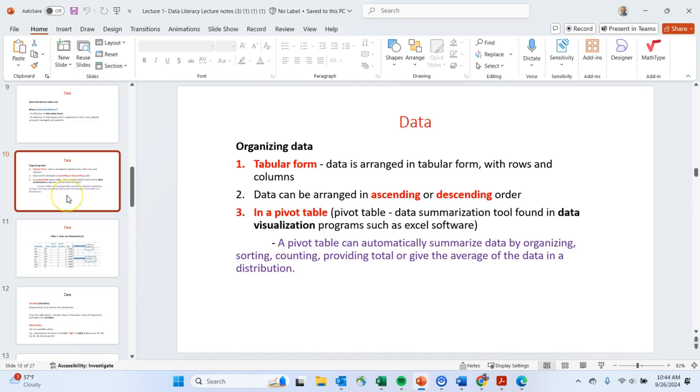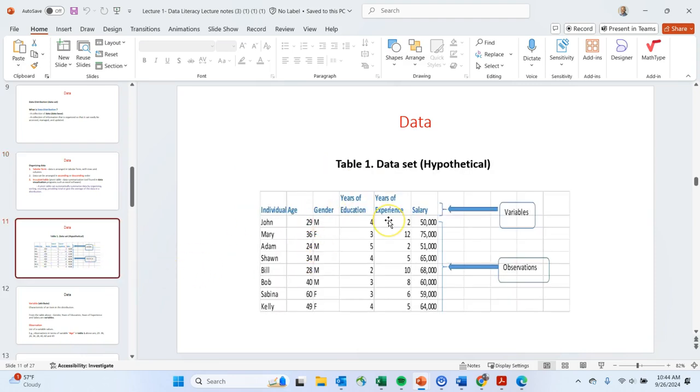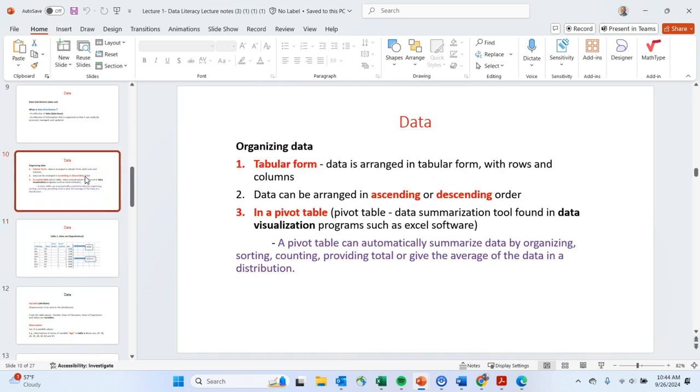So we need to organize data if it's not organized. And normally we can organize our data in tabular form. You can see this data is well organized in this particular table. We can organize data by using a pivot table, or we can organize data according to ascending or descending order. There are many ways that we can organize our data as long as it can make some meaning.